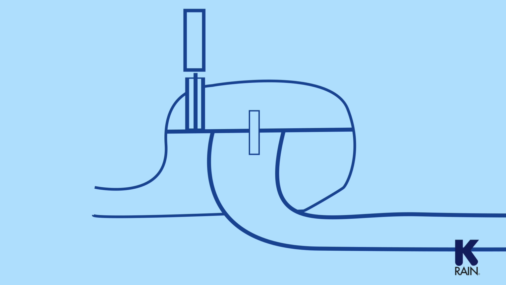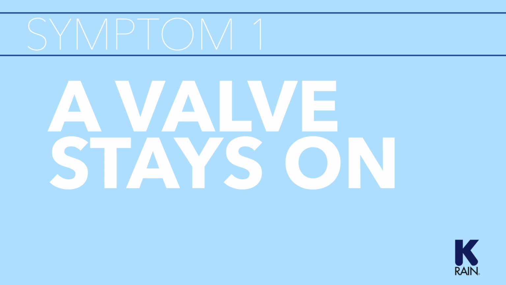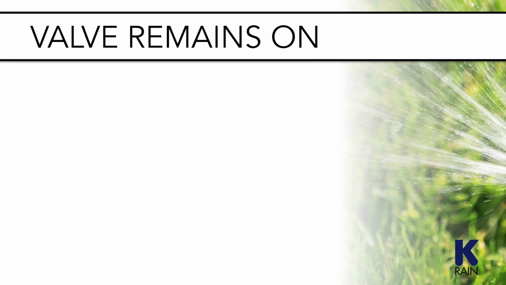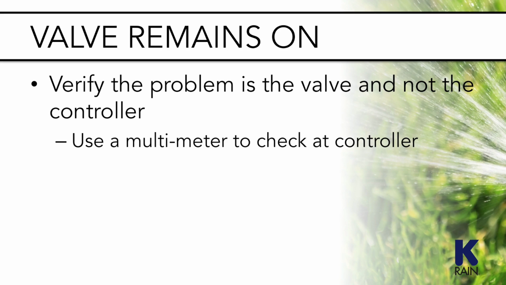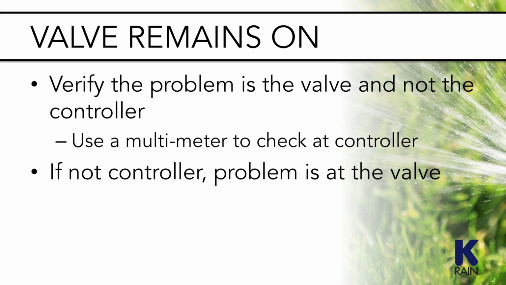Now let's consider the most common problems with valves. Symptom 1. A valve stays on. This means that sprinklers in one area of the irrigation system run continuously except when the main water is shut off. In this scenario, the first thing to do is to verify that the problem is at the valve and not the controller. If the controller is continuously sending power to the solenoid, this would prevent the valve from closing. Use a multimeter to check at the controller if there is power going to that zone. If so, there is a problem with your controller. If the controller is not the problem, the problem is at the valve itself.